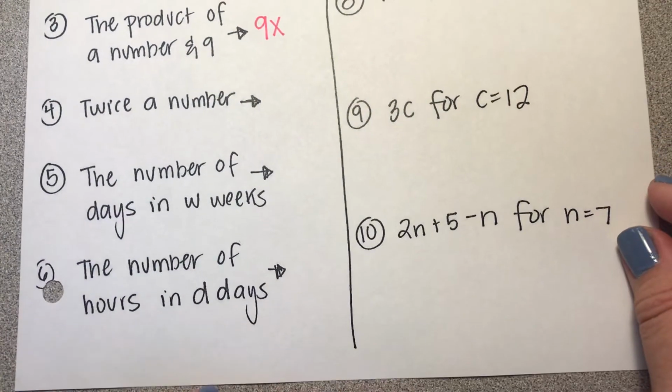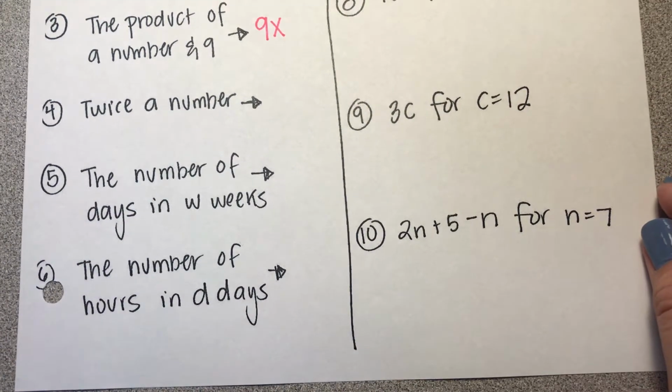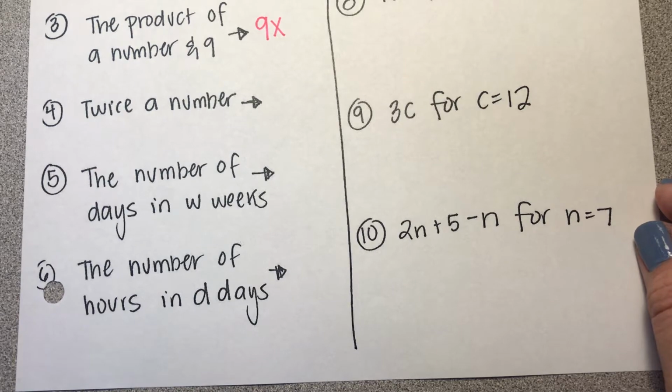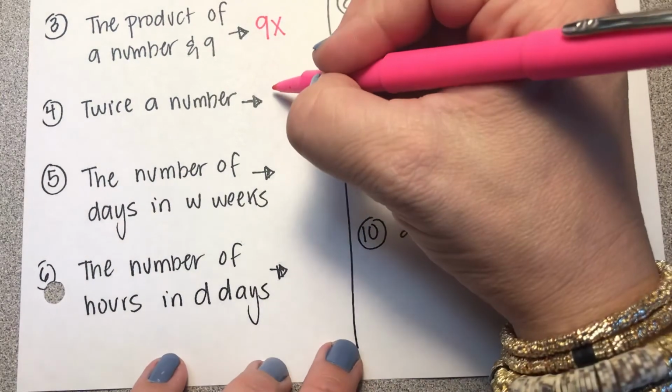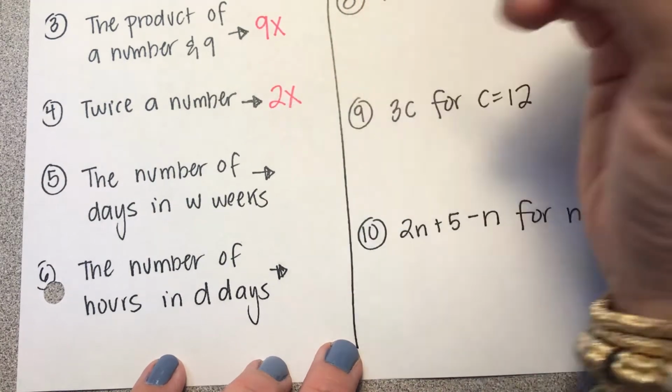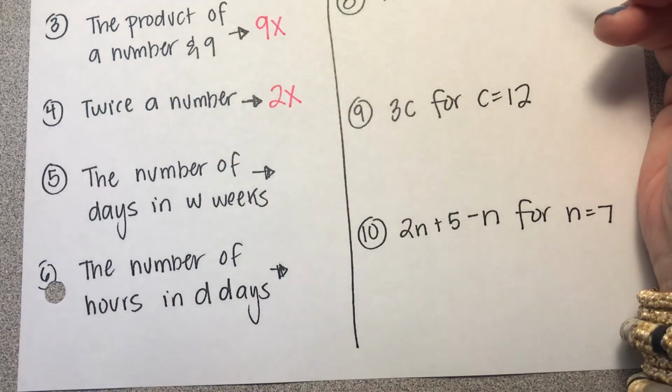Okay, number 4 usually trips people up. So see if you can write an expression that means twice a number. What do you think? It's 2x, right? Not x squared. That means the number times a number, or times itself. Right? We want it times 2 because we want it twice.